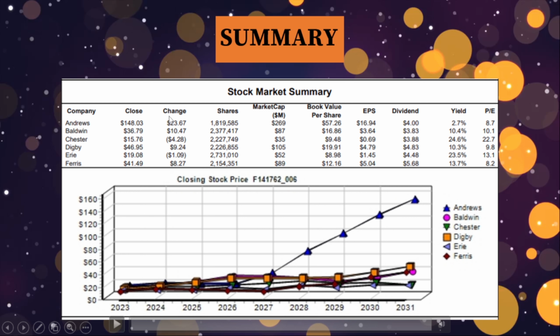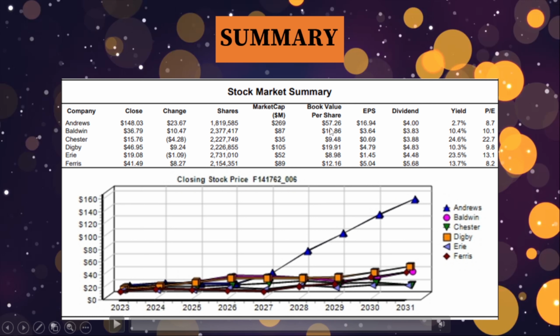$148.03. Then the change is the amount of money that has been added to or removed from the stock price. Let's say for Chester, their stock price dropped by $4. Then these shares are the number of shares that you have. Then you have the market cap, which is the market capitalization. To get the market cap, you take the share price multiplied by the number of shares.